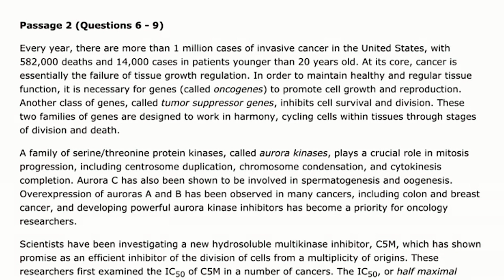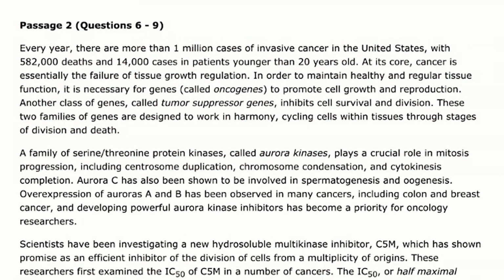In our very first paragraph, the one that starts "Every year," we see that the author is giving us a bit of a contrast between concepts. Oncogenes promote cell growth, and tumor suppressor genes promote cell death. So we see two sides of the same coin. We've got two opposite processes happening.